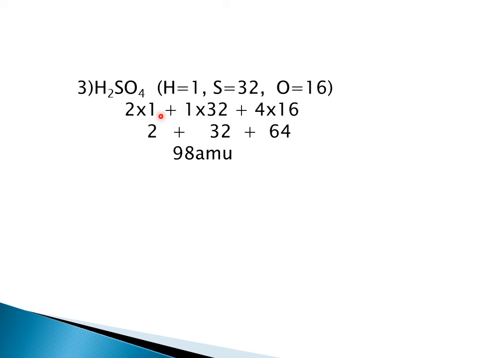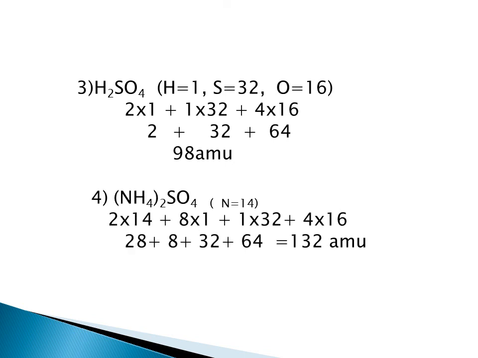Let us calculate. How many atoms of hydrogen? 2. Therefore 2 into atomic mass of hydrogen 1, plus 1 atom of sulfur, 1 into atomic mass of sulfur 32, plus 4 atoms of oxygen, atomic mass of oxygen 16, therefore 4 into 16. That's equal to 2 into 1, 2, plus 1 into 32, 32, plus 4 into 16, 64. And the final answer is 98 AMU. So the molecular mass of sulfuric acid is 98 AMU. Okay. Then let us see another example.